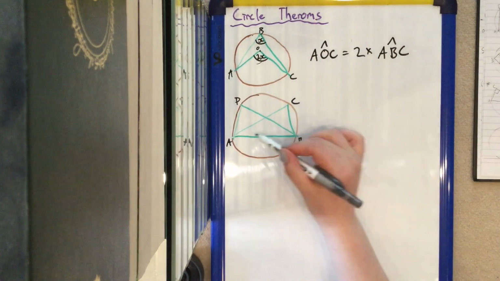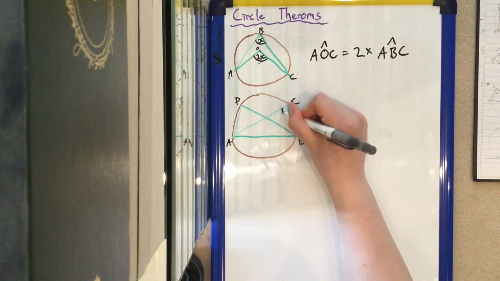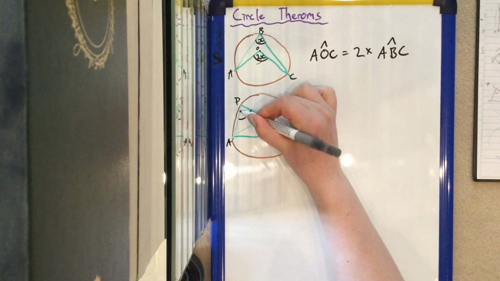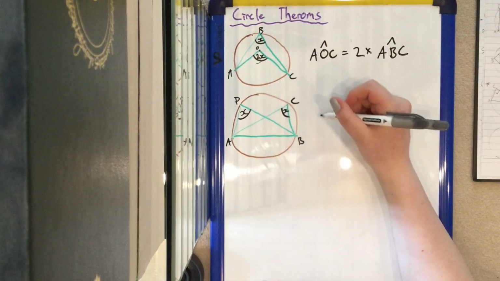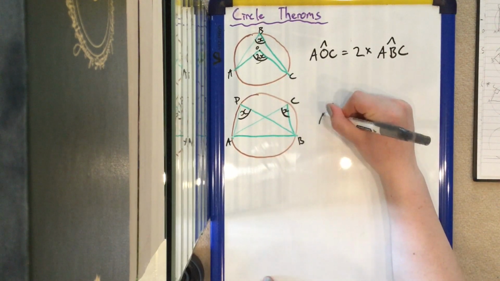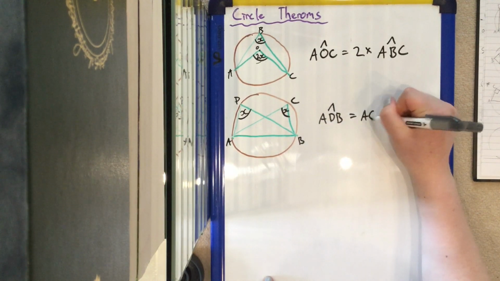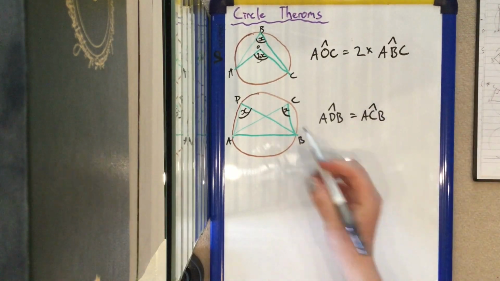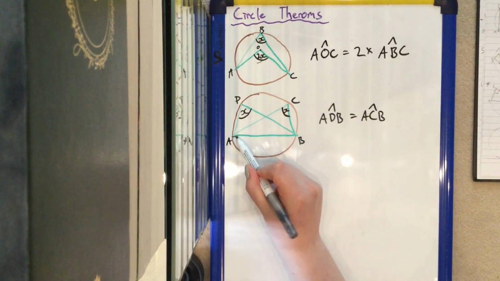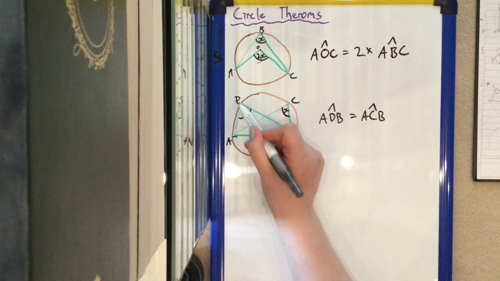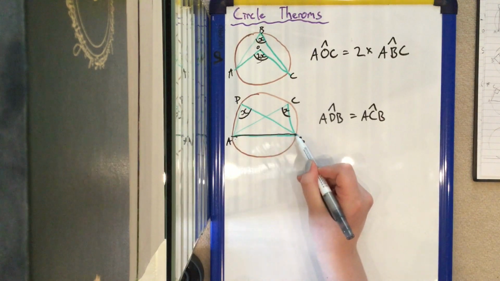Theorem 2 is that angles in the same segment are equal. That means this angle here and this angle here. So x and x. Written out, this means that angle ADB is the same as angle ACB. The reason this occurs is because both of these angles are contained within a triangle that shares this bottom line.